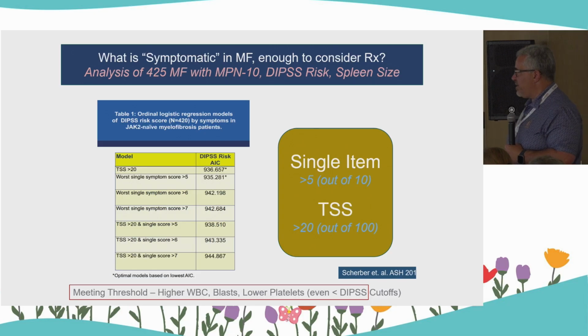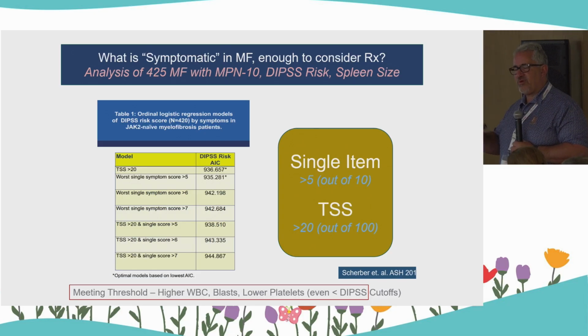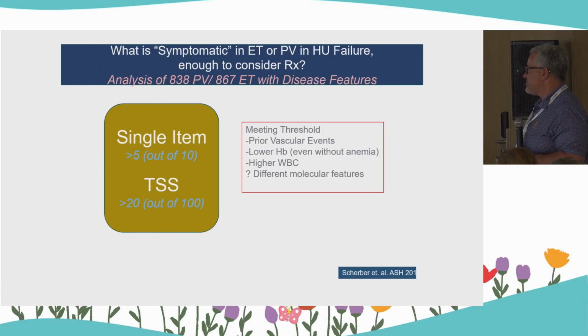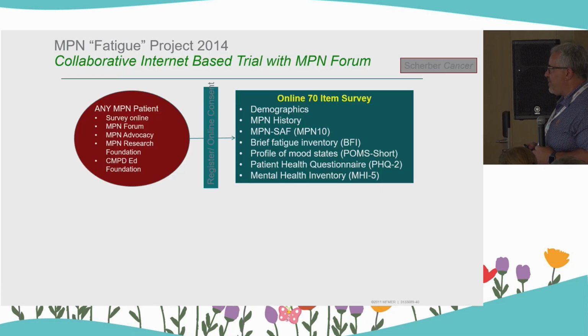Now, other things we looked at: what is the threshold for symptomatic enough to start on a treatment? Again, an individualized discussion. But overall, we found any individual item that was roughly 5 out of 10 was enough for people to say, get me on something. Or 20 out of 100 for the 10-item scale. We looked at symptom thresholds for people who are on hydroxyurea who feel that they're not feeling well enough when asking them about their therapy.